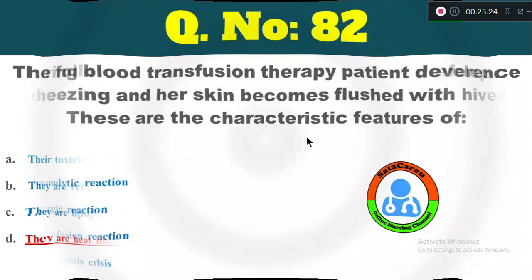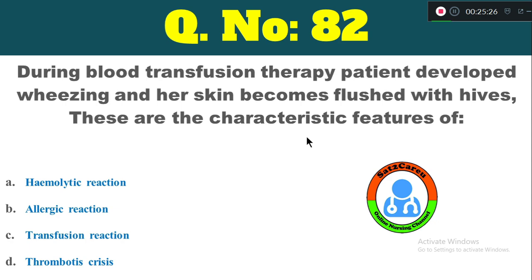Question number 82. During blood transfusion therapy, the patient developed wheezing and her skin becomes flushed with hives. These are the characteristic features of option A, hemolytic reaction, B, allergic reaction, C, transfusion reaction, D, thrombotic crisis. The right answer, option B, allergic reaction. It causes wheezing, the skin becomes flushed, and hives are noticed.